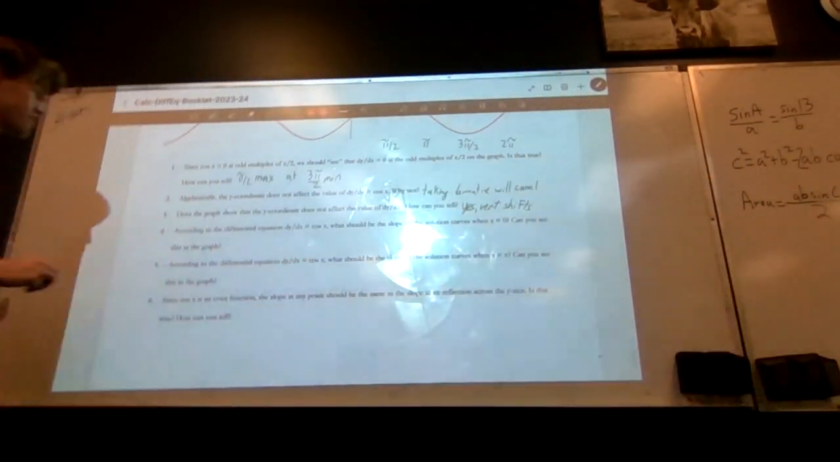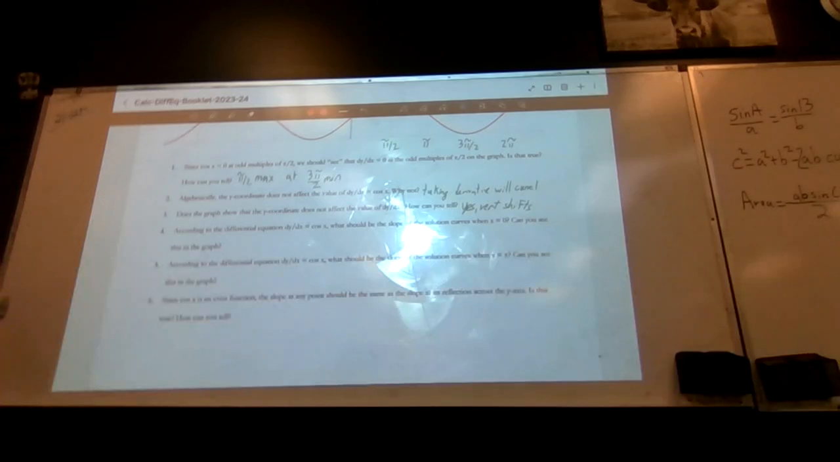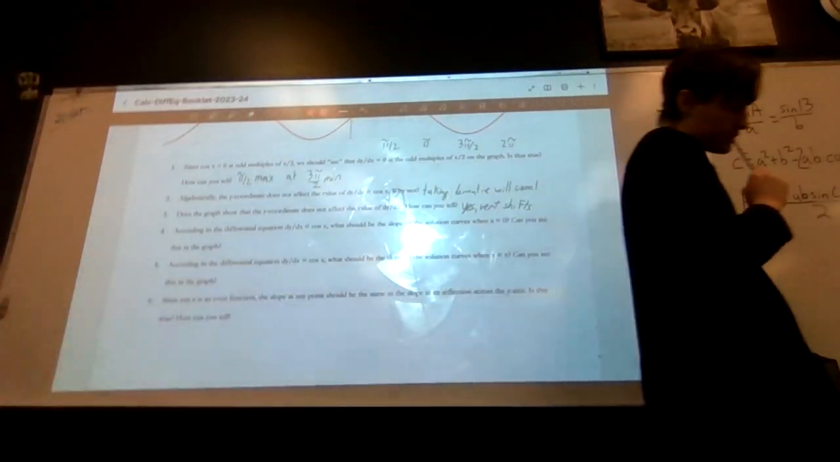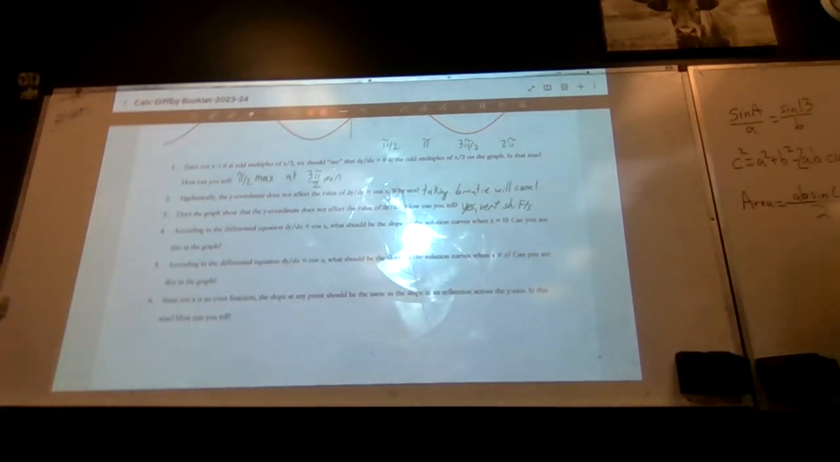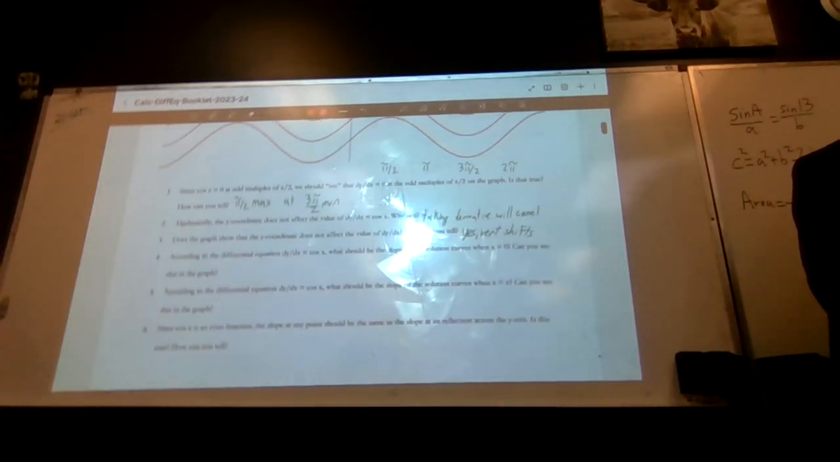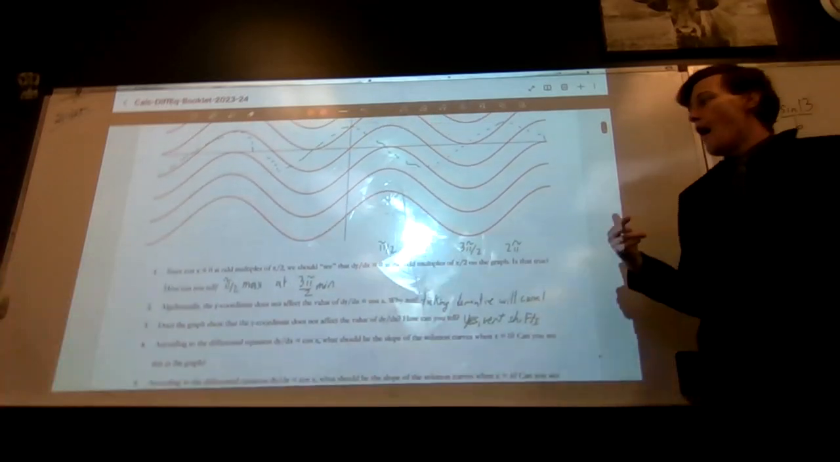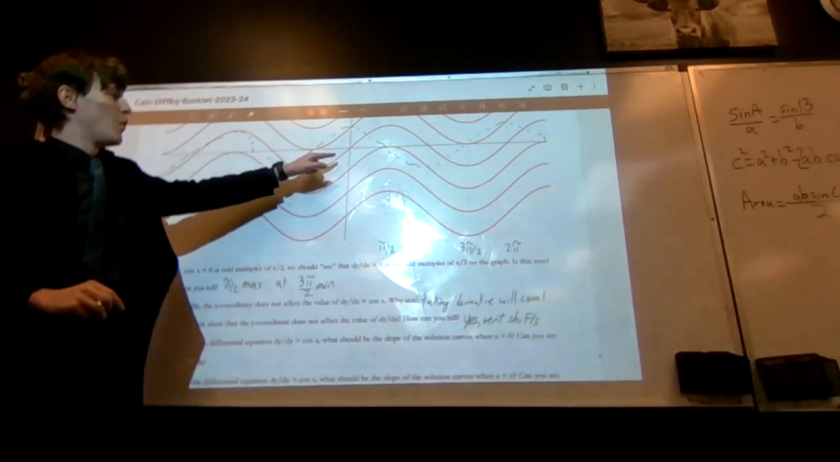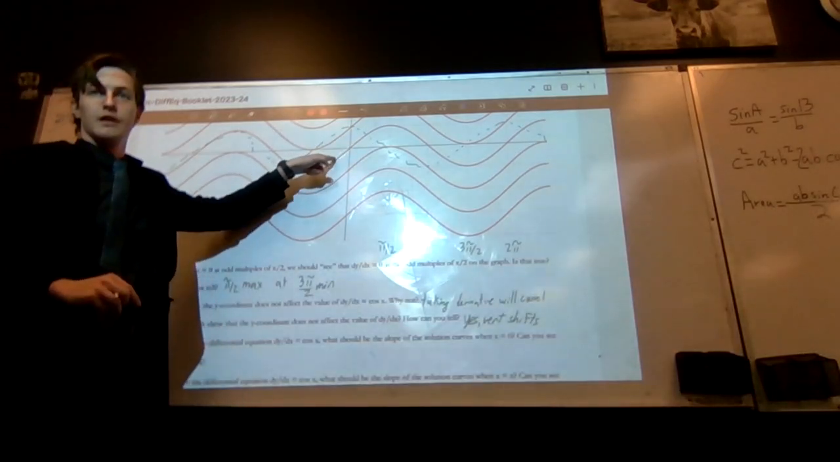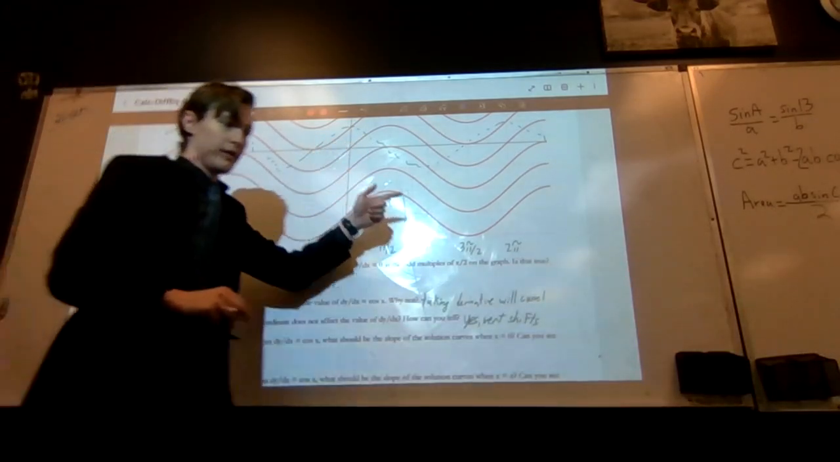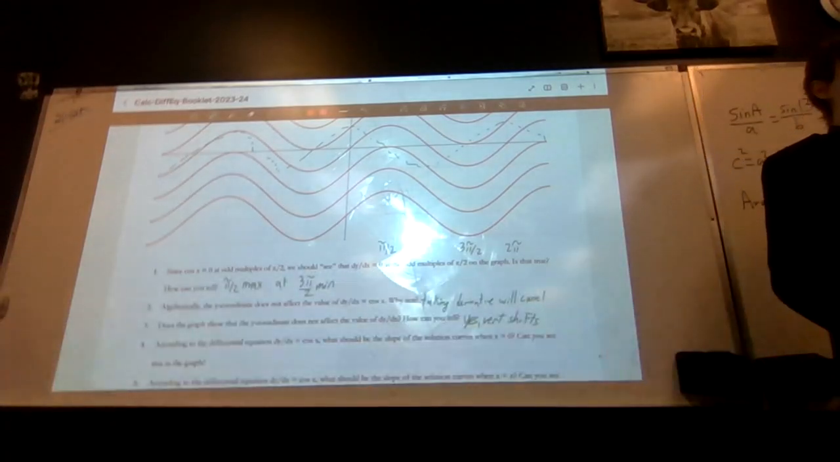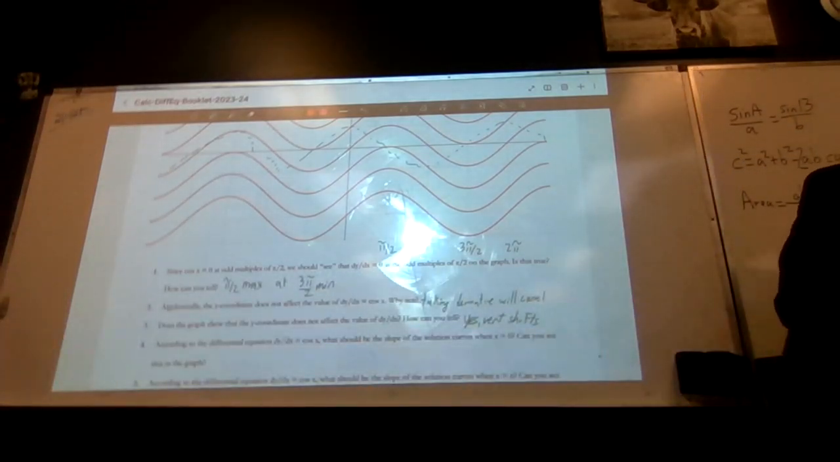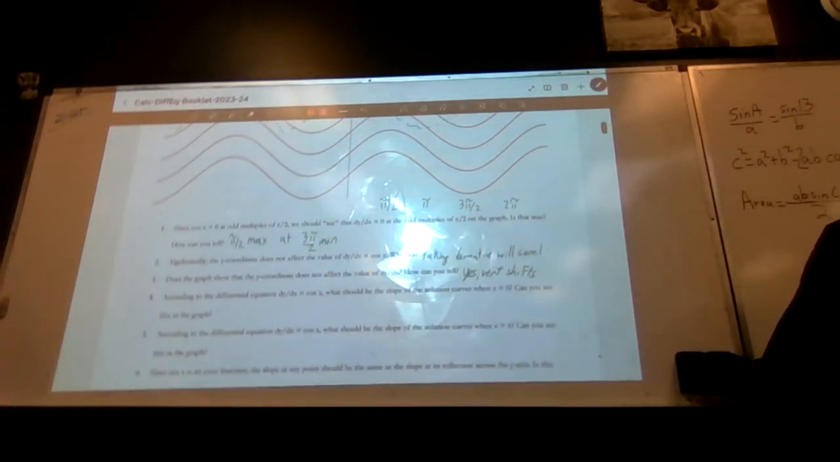According to the differential equation, dy over dx equals cosine x, what should the slope of the solution curves be when x equals 0? Can you see this in the graph? What should our derivative be equal to? If we look here, what does the slope look like right at 0? It looks like 1. So, what's the cosine of 0 also? 1. So this is going to be 1.